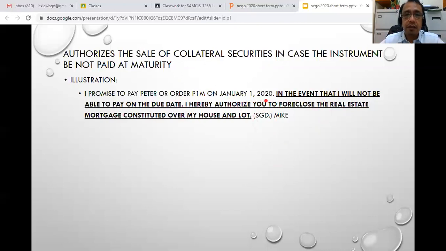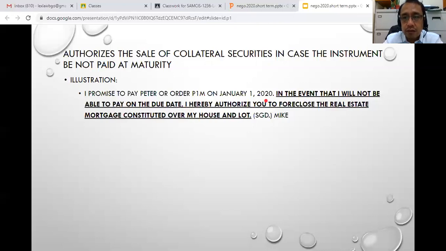So again, to reiterate, before January 1, 2020 or on January 1, 2020, Mike has only one obligation to do. That is to pay only a sum certain in money. And what's that sum certain in money? The payment of 1 million pesos. However, if Mike, for one reason or another, will fail to deliver the amount of 1 million pesos to Peter or order on January 1, 2020 or on any day earlier than January 1, 2020, then there is now an additional obligation that will be performed by Mike. That is to give his conformity to the sale of his house and lot, which is the subject matter of a real estate mortgage.